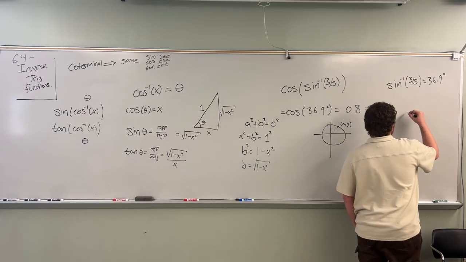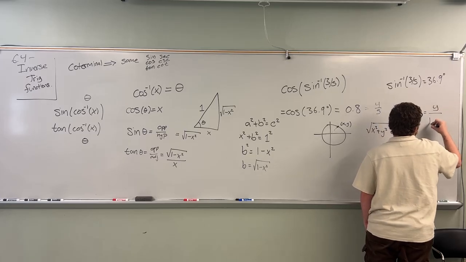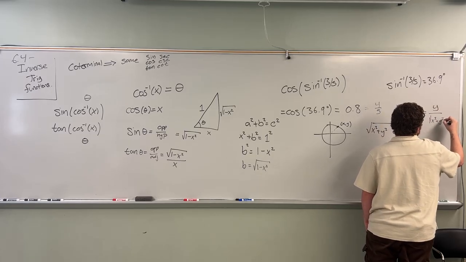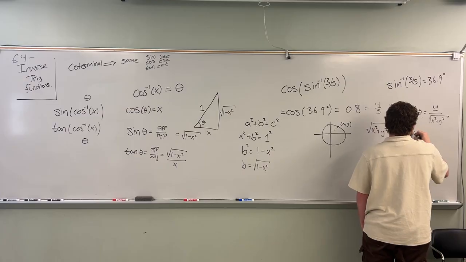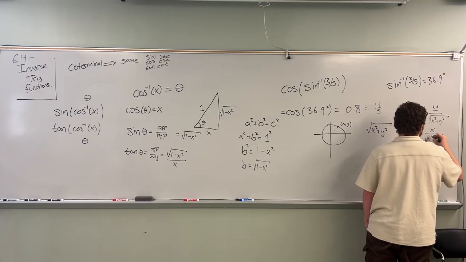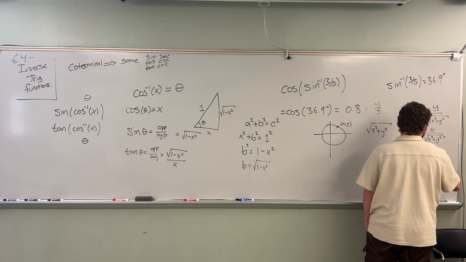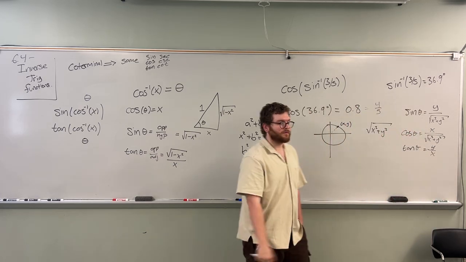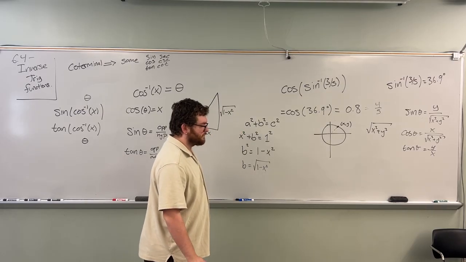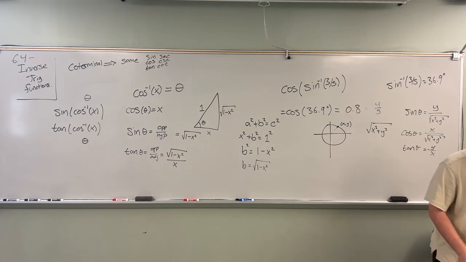Specifically, we'll learn that sine theta equals y over the square root of x squared plus y squared. Cosine theta equals x over the square root of x squared plus y squared. And tan theta equals y over x for any point on the circle. But you don't have to worry about that right now. That's just some foreshadowing.